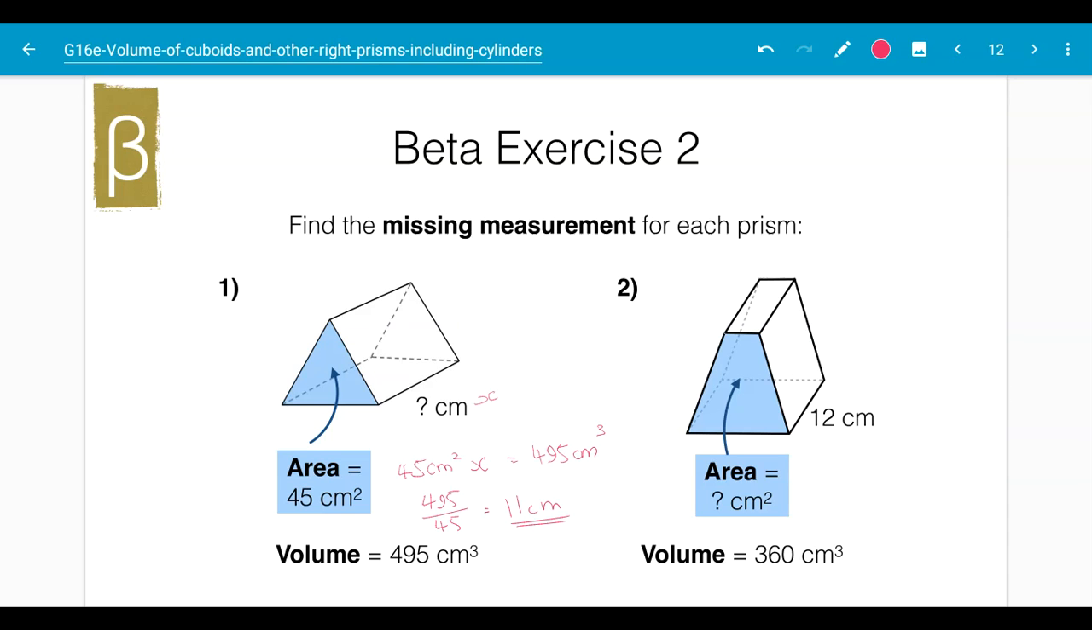Here, I know everything, the volume equals 360. And because I know that the area multiplied by the length makes the volume, the volume divided by the length should be equal to the area. And how many 12s go into 360? Well, that would be the same as 180 divided by 6, which would be 30 centimeters squared. Okay.